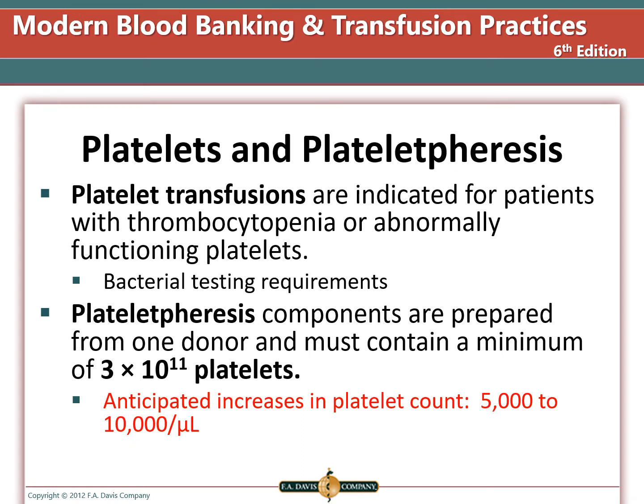If a patient has a platelet count that drops below 50,000 per microliter, they are usually transfused. If it drops below 10,000 per microliter, spontaneous bleeding can occur in the brain.